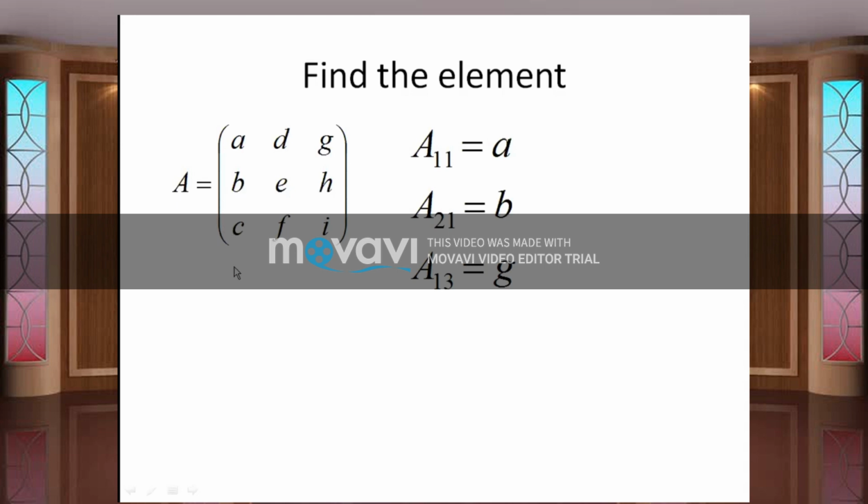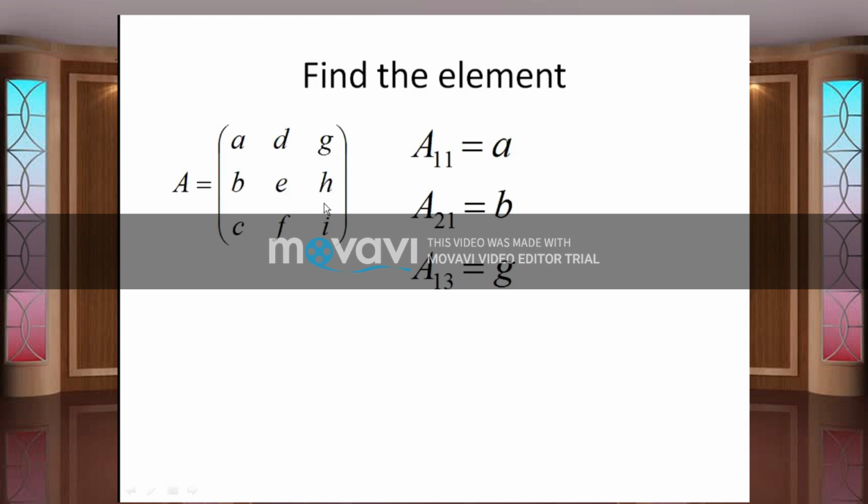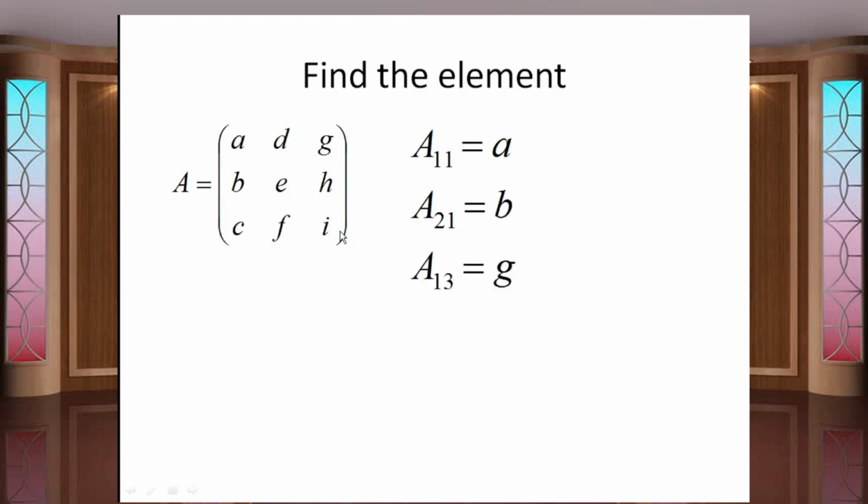Now another, this is 1, 3. 1, 3 means 1 number row and 3 number column. So go for this, this is the 1 number row, and this is the 3 number column. So it denotes the Z. So I hope that you understood what the elements are and what the matrix name is.